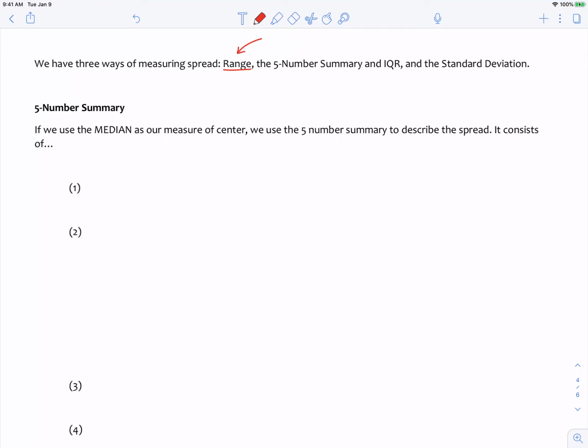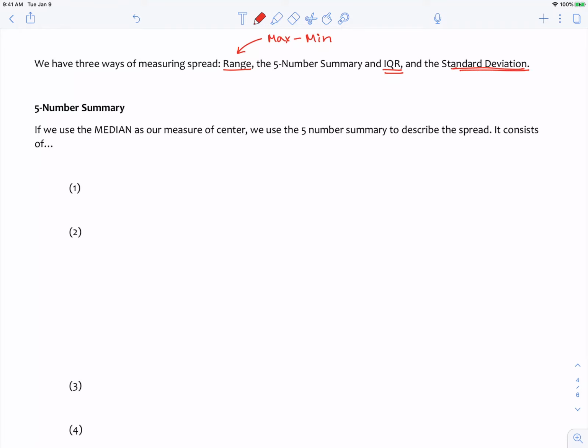The range is simply the calculation of maximum value minus the minimum value. And so you can imagine right away that if we have an outlier, then that range is going to artificially express a lot of spread in our data, which may not actually be true for the bulk of it. So instead, what we rely on is the 5-number summary, and specifically the IQR and the standard deviation.